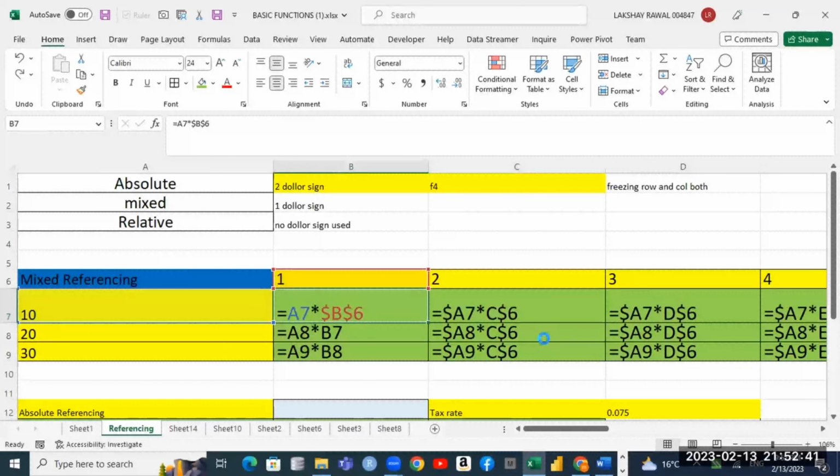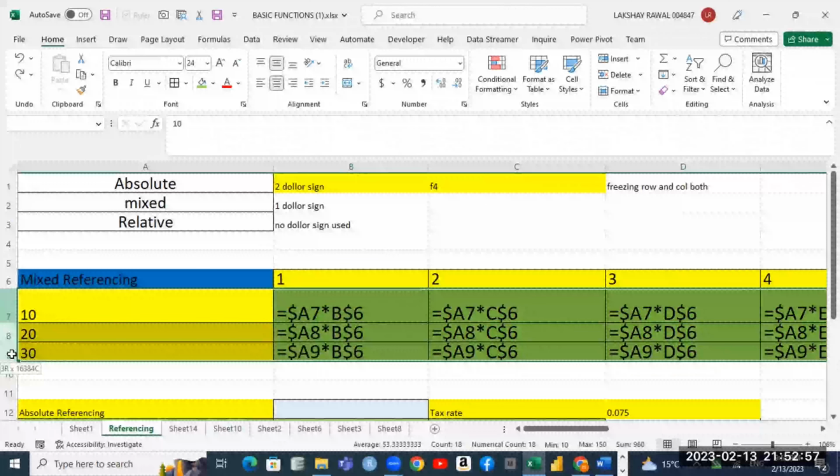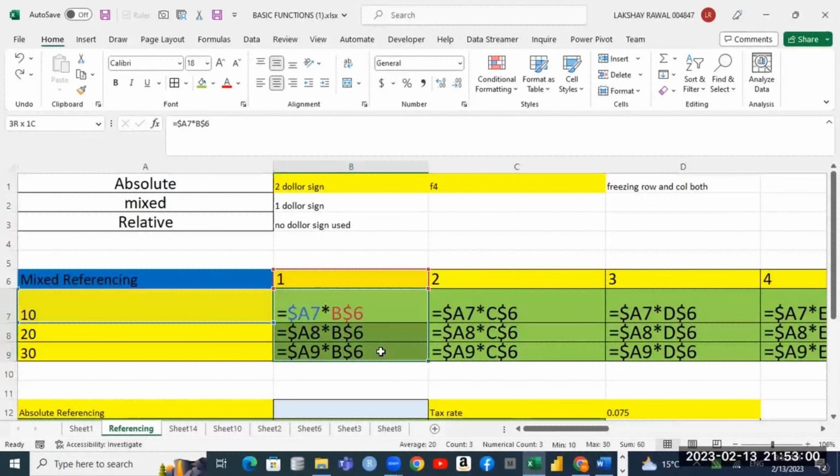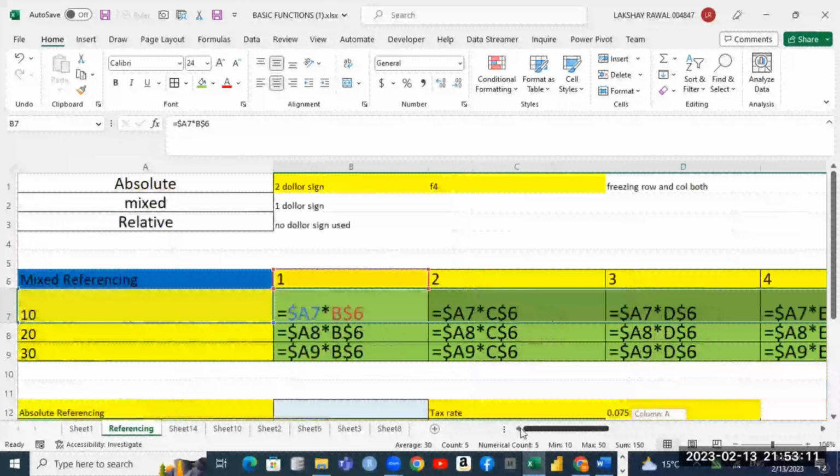So when you are dragging from top to bottom, as we know, what generally gets changed? The row number changes. So I do not want the row number to change. But when I'm dragging horizontally, what should change generally? The column changes: B, C, and then D. Yes, ma'am, the column changes.